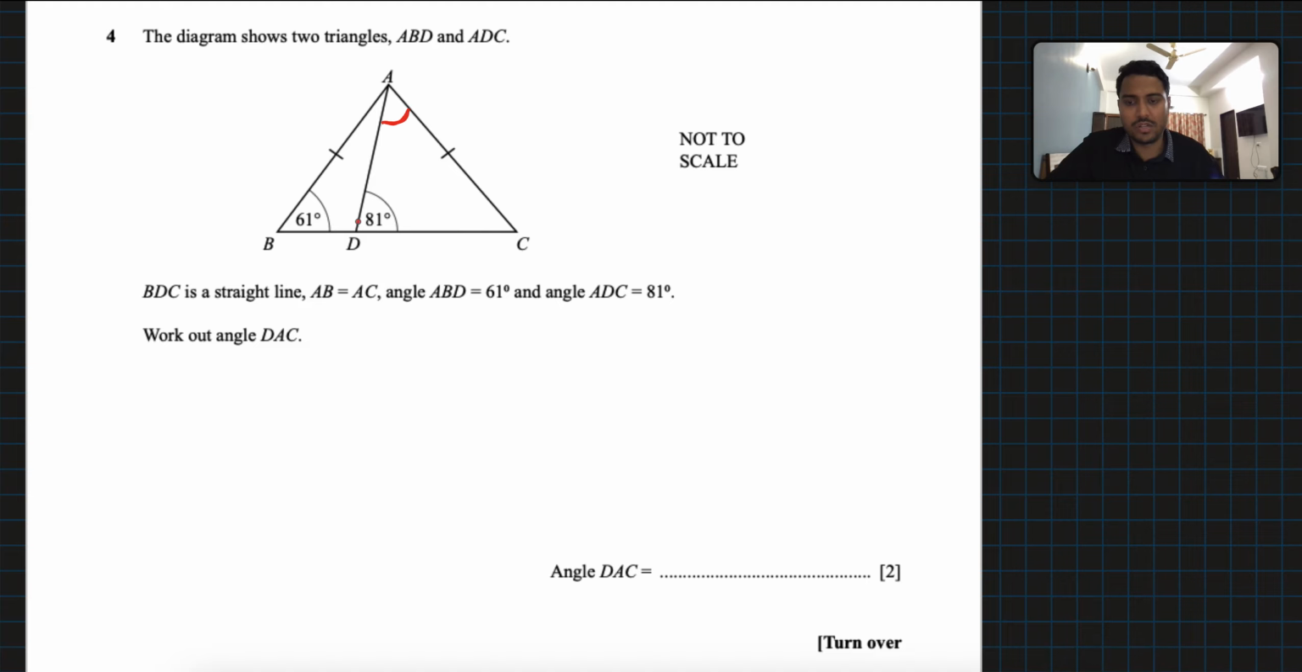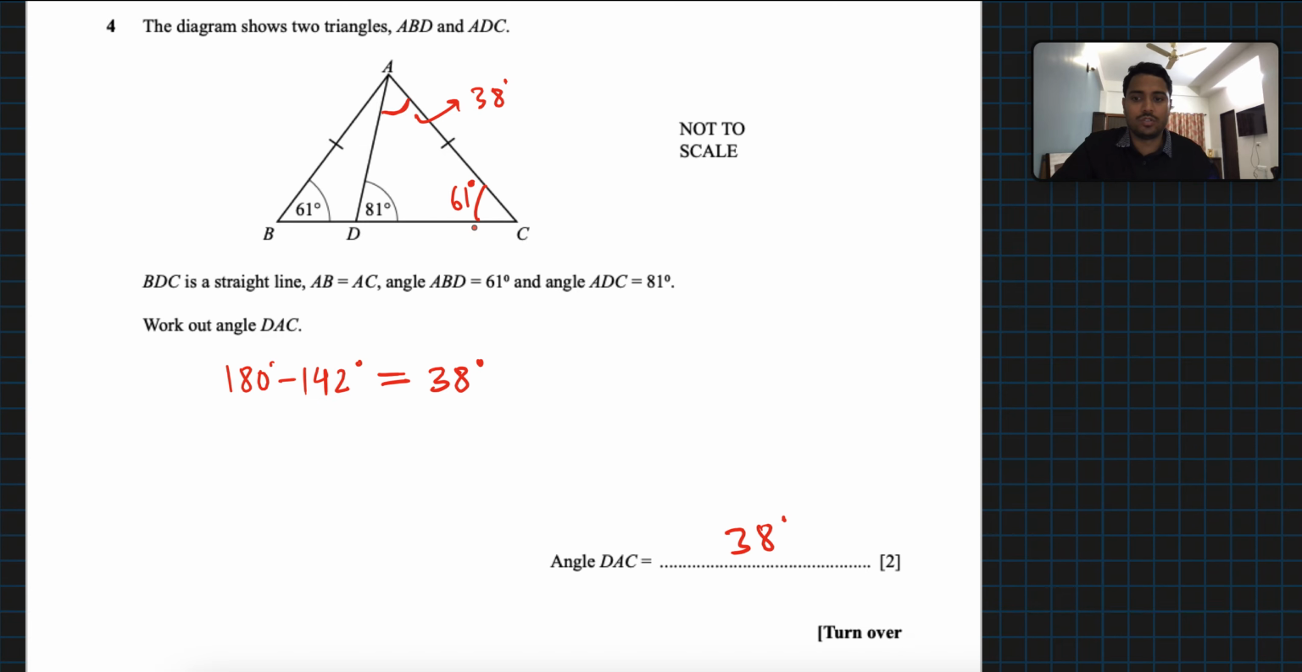So basically it's an isosceles triangle, so base angles will be equal in triangle ABC. This is 61, so this is also going to be 61 degrees. So we have to find this: 180 minus the sum of these two. So this is going to be 142. So 180 degrees minus 142 degrees is 38. So this angle is going to be 38 degrees. Yeah, question number 4 done.